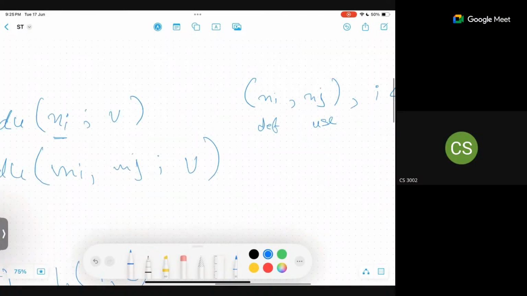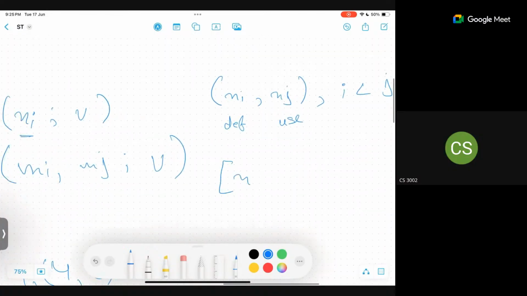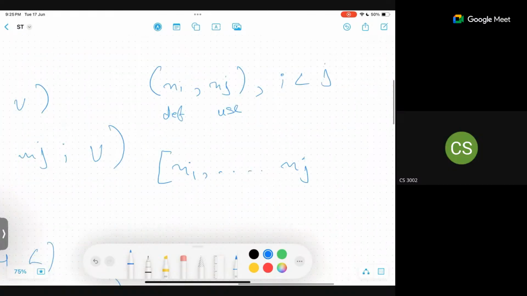But a path looks something like this, right? You start at ni, there are intermediate nodes in between, and then you finally end at nj. This is what a path looks like. You start at the definition and end at a use. The other thing is there could be multiple uses in between. Maybe there's a use at some intermediate node. That's still possible, but there should not be a redefinition, because if that happens, this will cease to be a du path. It will not be a valid du path. Du paths by definition have to be def clear.